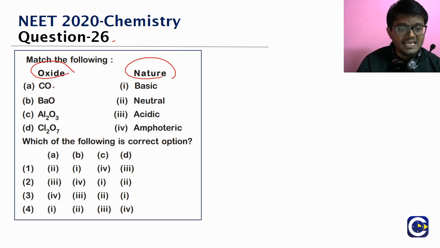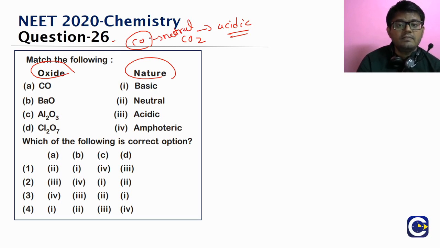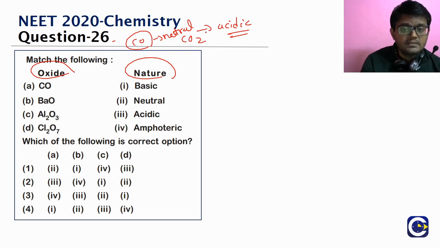So what is A? In column 1, A is carbon monoxide. Carbon monoxide and carbon dioxide are the two oxides of carbon. Carbon dioxide is acidic; it forms the weak acid, carbonic acid, when dissolved in water, whereas carbon monoxide is neutral. Generally, when p block elements form multiple oxides, the higher the oxygen content, the more the acidic nature increases. That is what we will see in most of the examples.